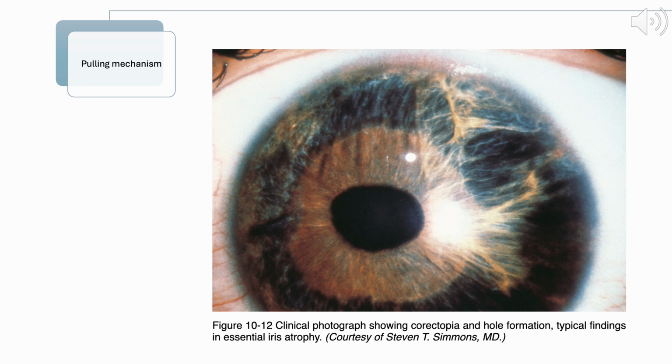This photograph demonstrates the classic findings of essential iris atrophy, the most severe variant of ICE syndrome. You can clearly see corectopia, where the pupil is displaced from its normal central position, as well as iris holes resulting from progressive stromal and epithelial atrophy. These structural changes give the iris an irregular and distorted appearance, and over time, they contribute to angle closure through the pulling mechanism we've been discussing.